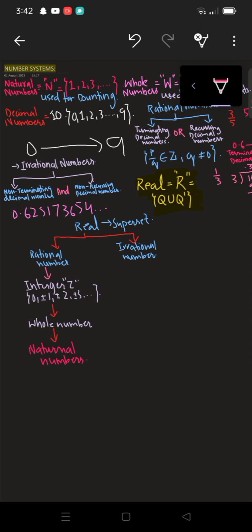So in the next video we will be going with complex numbers. We will be discussing what complex numbers are, along with the four operations which are used on complex numbers. This was all for today.